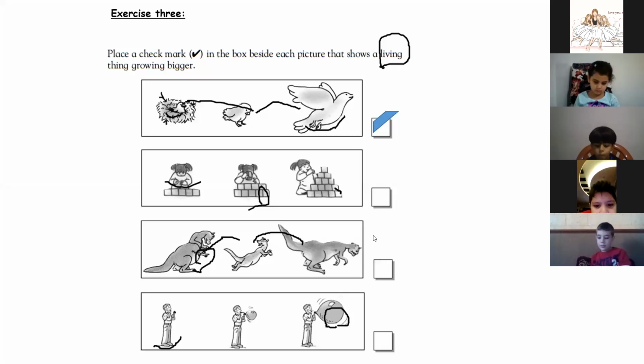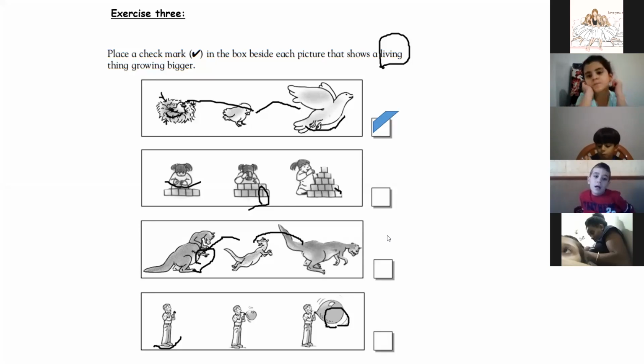No. Why no, Ya Ali? Listen, Ya Aline. Why no? The second one, the girl that is building bricks. No. Why no? Because the bricks are non-living, right? Yes. The bricks are non-living. Okay, so we should not put a tick here.